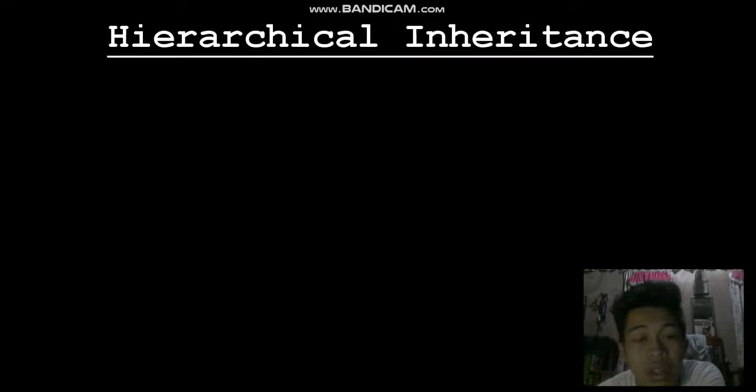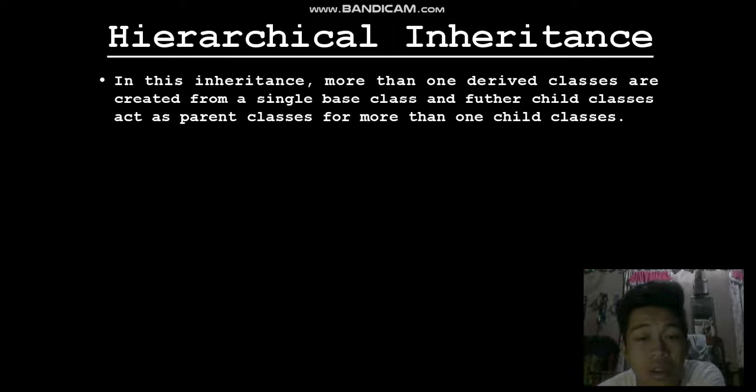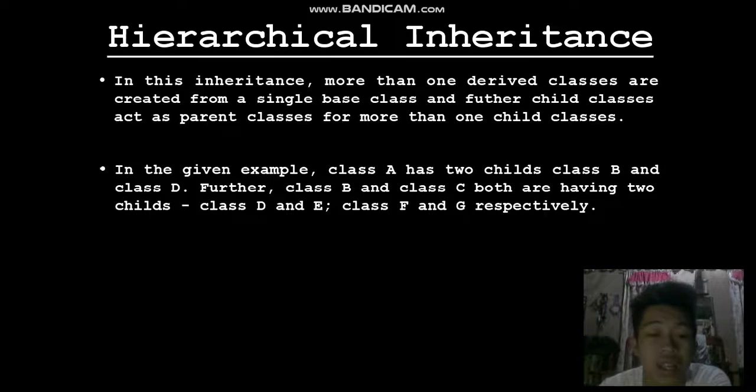Next is the hierarchical inheritance. In this inheritance, more than one derived class is created from a single base class, and further child classes act as parent classes for more than one child class. In the given example, class A has two children, class B and class C. Further, class B and class C both have two children, classes D and E, and classes F and G respectively.